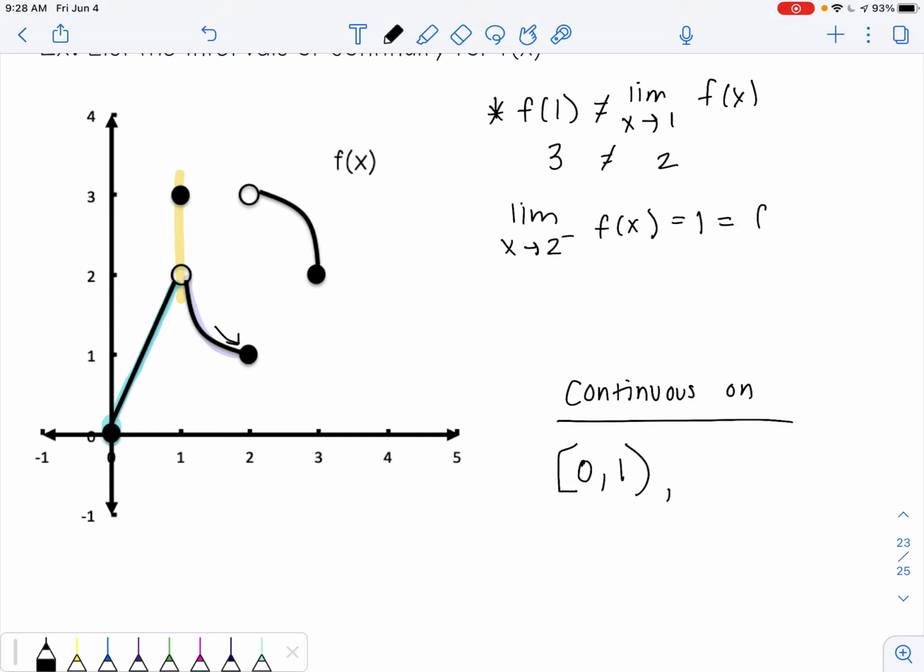And now as we approach 2, the limit as x approaches 2 from the left of f of x, we're approaching it from the left, equals 1, and that's equal to the function value at 2. So because of that, we can say that it is continuous from open bracket on 1 to closed bracket on 2.